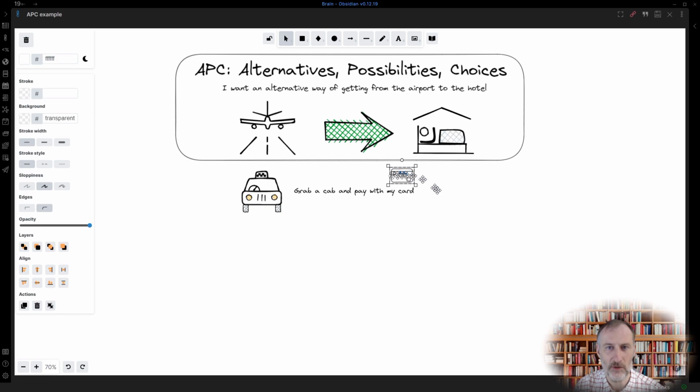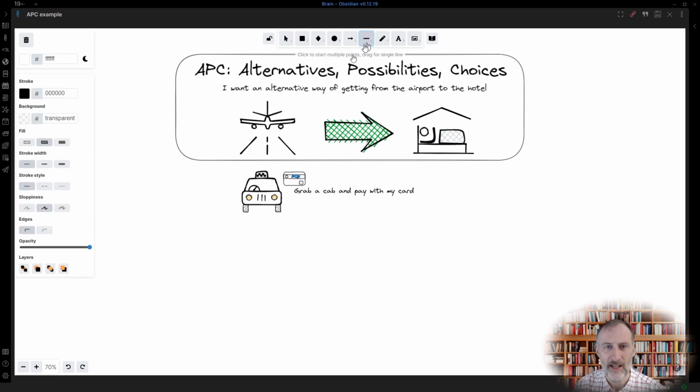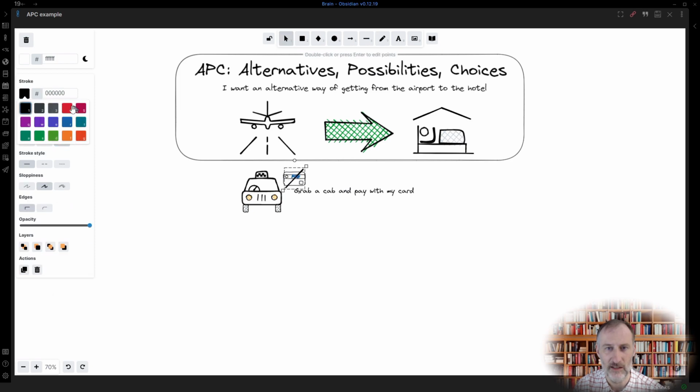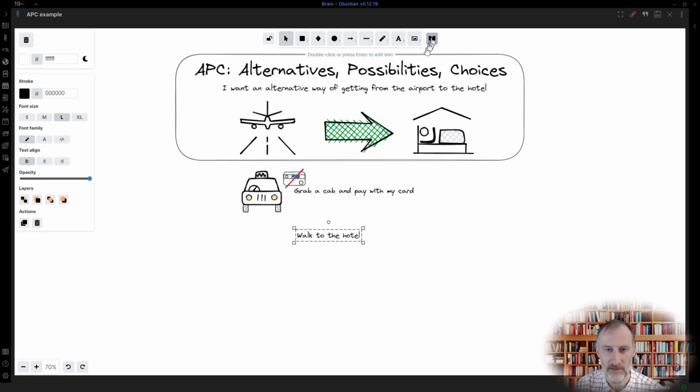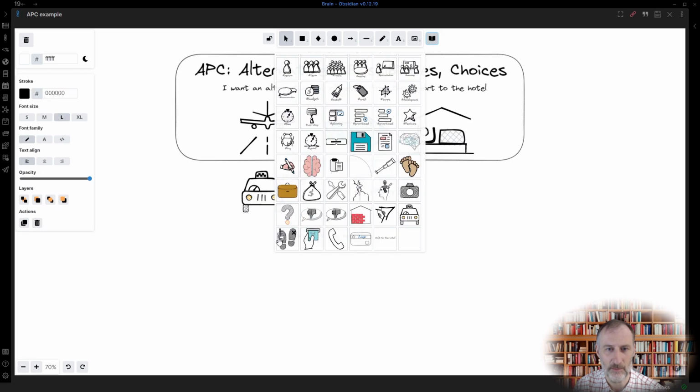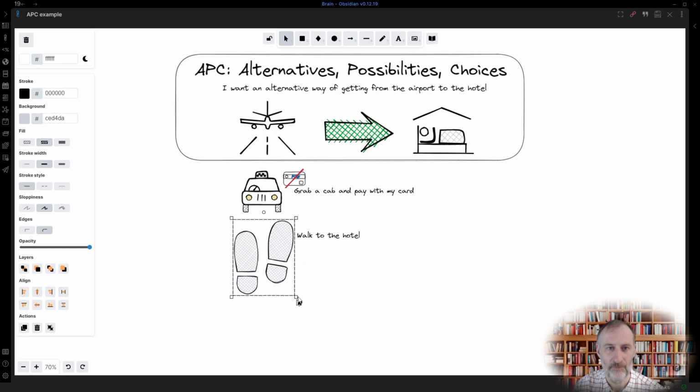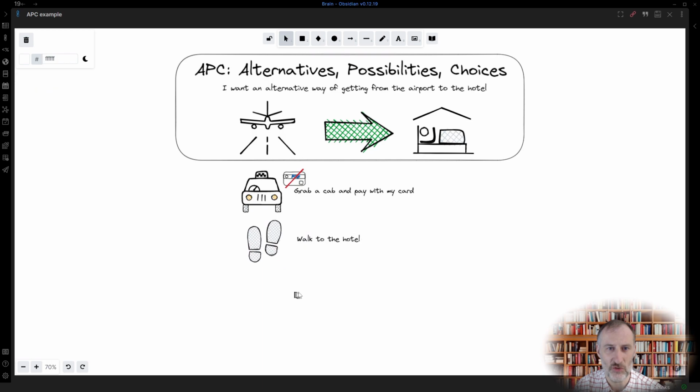A few years ago, I arrived at London Heathrow at 1 a.m. in the morning. I was booked at an airport hotel, which was near the airport, but not exactly walking distance. I needed to make my way there. I had no cash, only a credit card. I had a very clear purpose. I want to get from the airport to the hotel. Here's a recap of the alternatives, possibilities, and choices I had at my disposal.